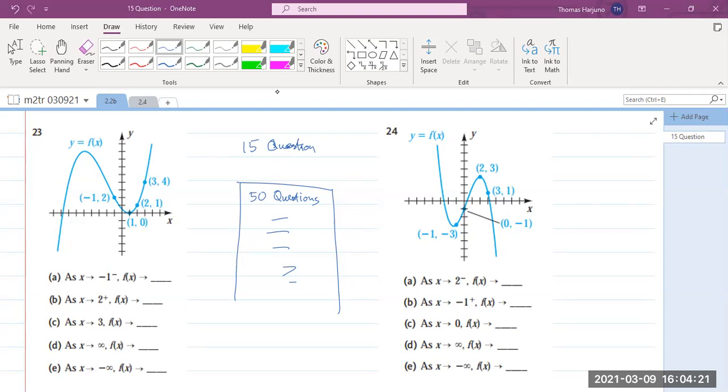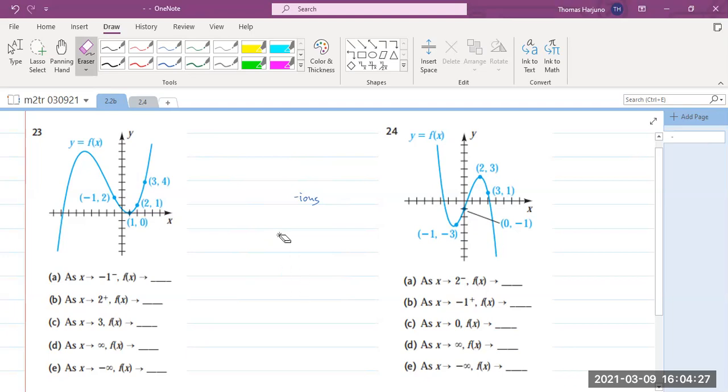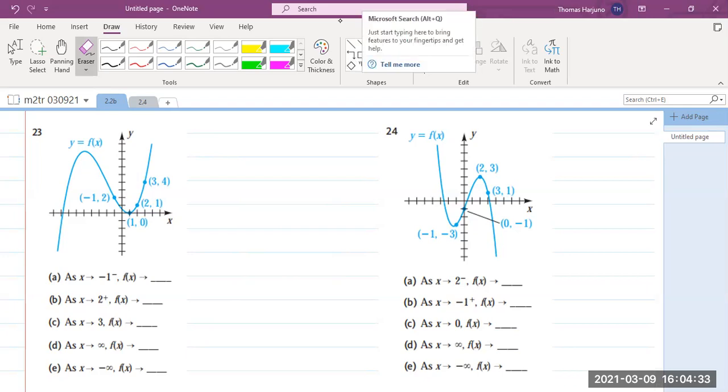Now let me go back, and there's some leftover from 2.2 that I didn't do last time. I was running out of time, but this part is actually on the easy side. It's more about notation. Let's take a look at number 23.